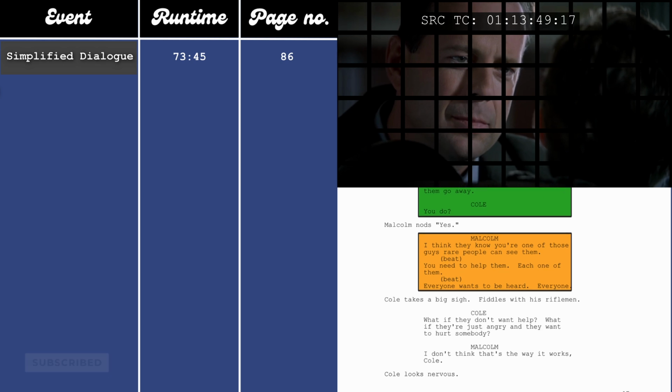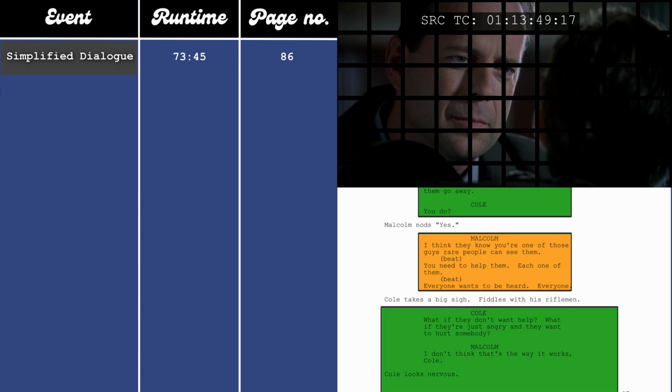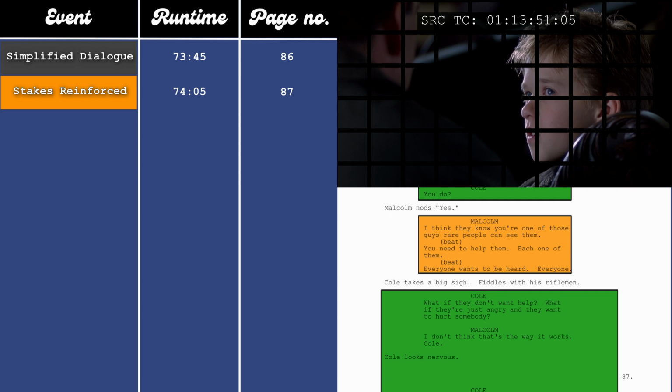It's so simple and works so much better. The script version is so overwritten and unnecessary. It's succinct, to the point, and packs way more of a punch. Then Cole's response to this reinforces the stakes, as it shows his concerns and worries that if he engages them, they could get even more violent and hurt him even more.